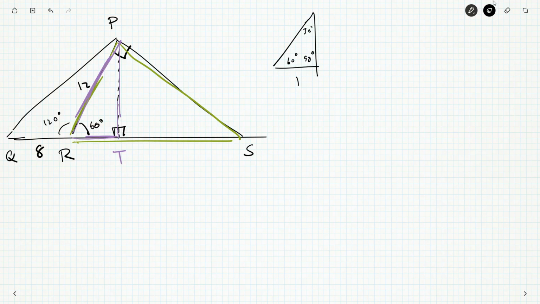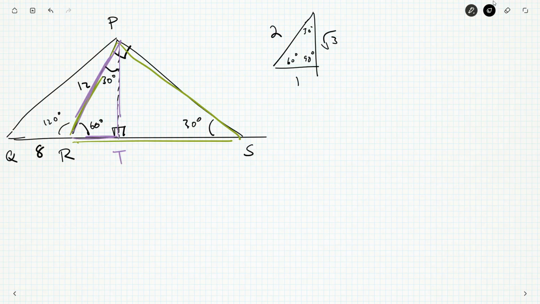These sides are in the ratio of 1 to root 3 to 2. As long as you can figure out which one's opposite 30, the hypotenuse, opposite the 90 degrees, is twice that length. So if we've got our 60 degrees, we've got 30 degrees up here. We've also got 30 degrees down here.